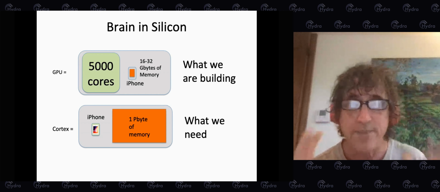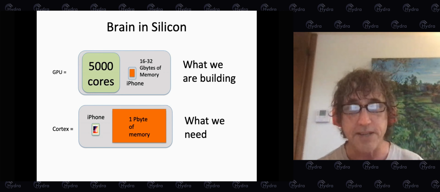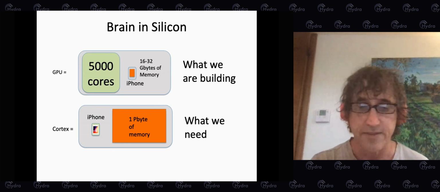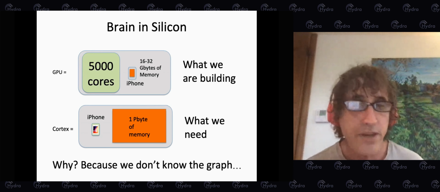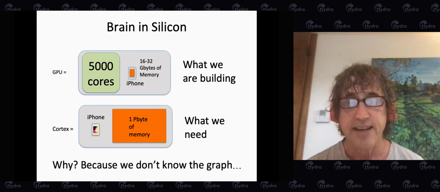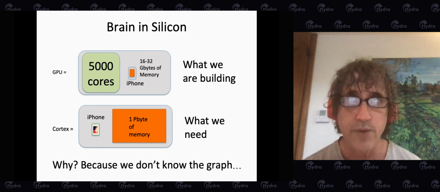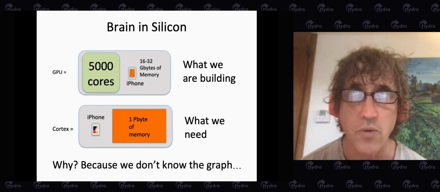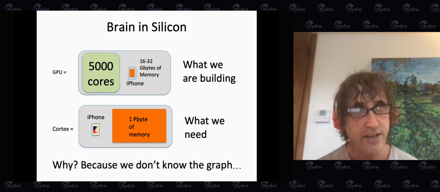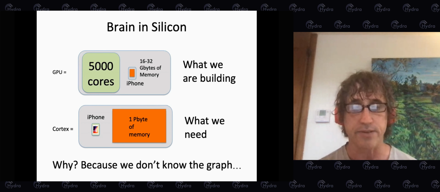What I'm saying is, we're building the wrong thing. Lots of flops on small memory is not what we want. We want lots of memory with small flops. And why are we doing this? Why are we building this? Well, because we don't know the graph. It's a typical thing in computer science: when we have a new paradigm and we don't know what to do, we apply compute to it and we try to build hardware for it. And there are many examples of this.